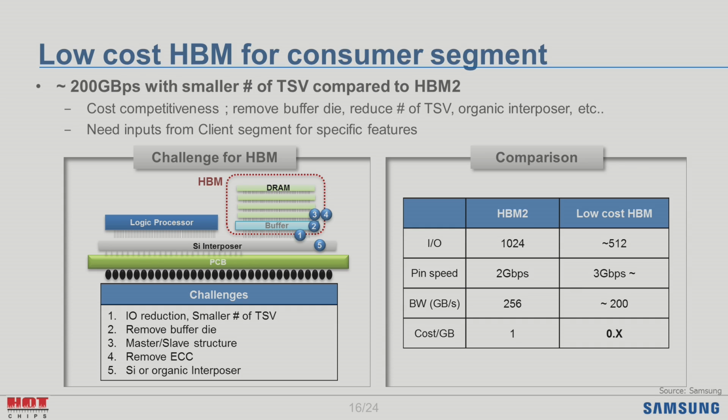The picture on the left is the conventional HBM structure. In order to cut cost, we can remove the buffer die, like the master-slave structure in the TSV DDR device. And the HBM had around 1,000 pins, but we can think about reducing the number of TSVs, and organic is a more cost-effective solution than the silicon interposer.